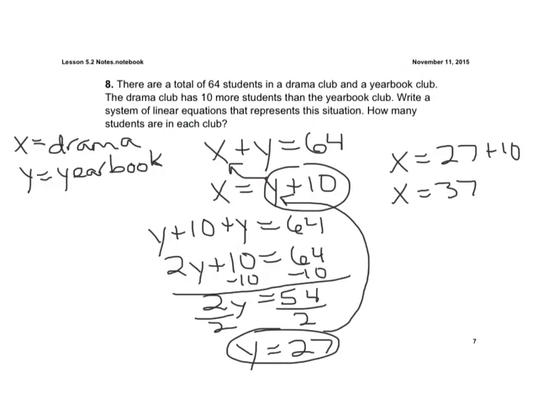So what we're left with is our x, which is drama students. We have 37 students in drama club. We have 27 students in yearbook club. If we add those together, we get 64. That checks out. Let's look at that second one. The drama club has 10 more students than the yearbook club. Well, if we have 37 in drama club and 27 in yearbook club, that works as well. Okay, so that's the solution.